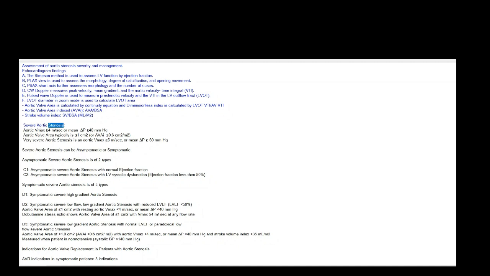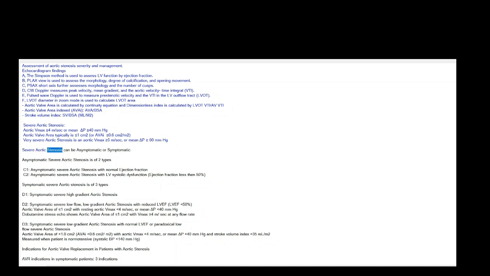Severe aortic stenosis: aortic Vmax greater than or equal to 4 m/sec or mean delta P greater than or equal to 40 mmHg. Aortic valve area typically is less than or equal to 1 cm2, or AVAI less than or equal to 0.6 cm2/m2. Very severe aortic stenosis is an aortic Vmax greater than or equal to 5 m/sec, or mean delta P greater than or equal to 60 mmHg.